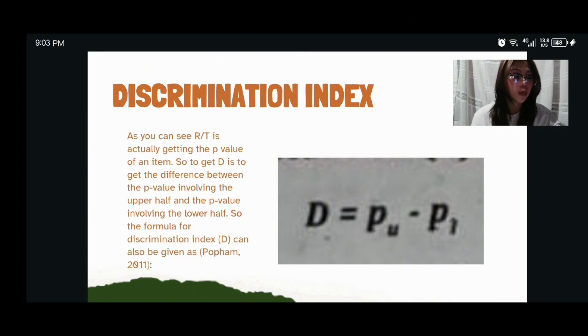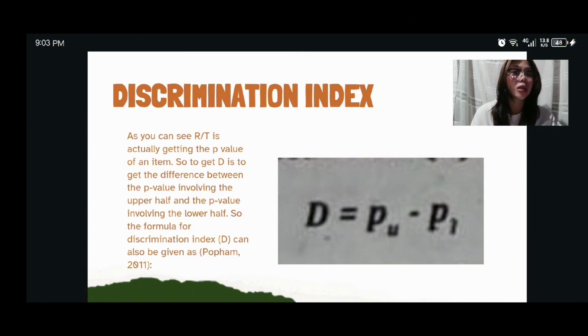The Pu, which is the p-value, the difficulty index for the upper high scoring group, and we have the Pl, which is also represented as a p-value, the difficulty index for the lower or low scoring group. So how do we calculate this formula?